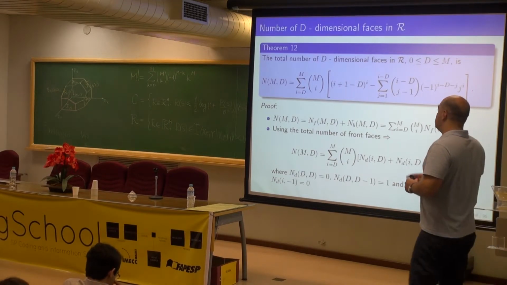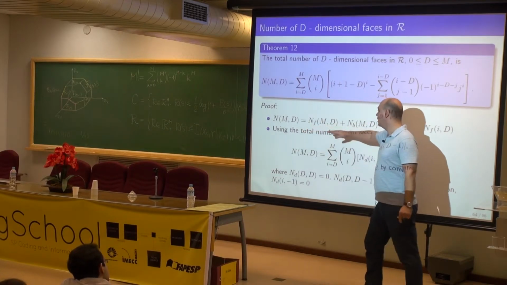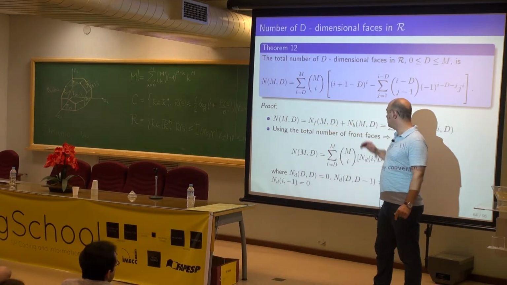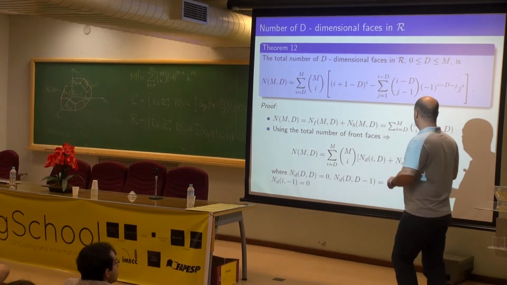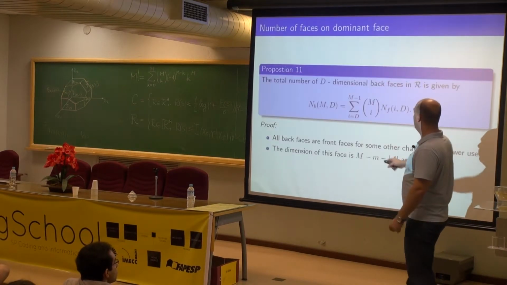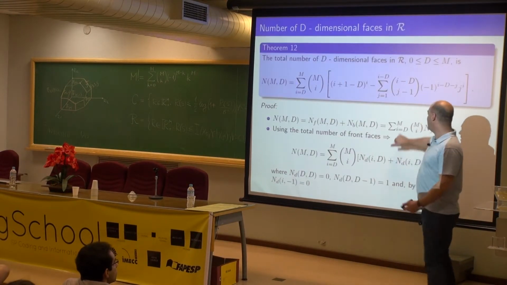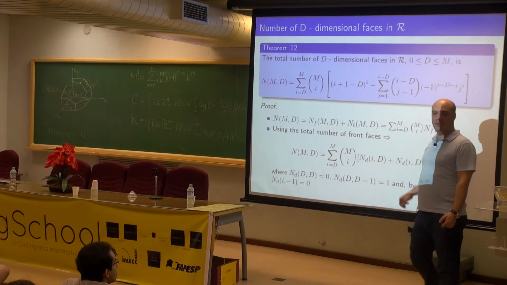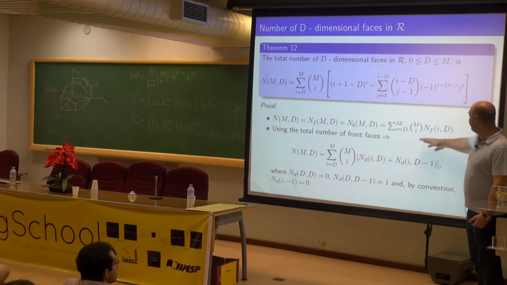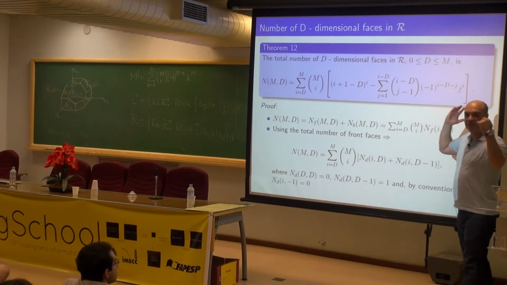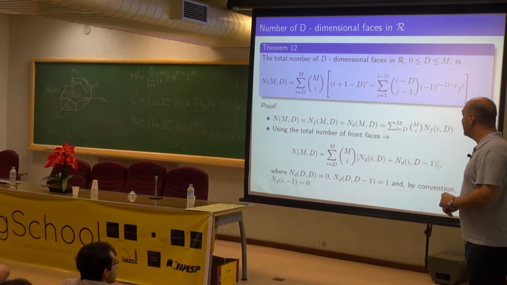And how do we get it? We just use the previous two. We combine the total number of faces with the number of front faces plus the number of back faces, and you notice the number of back faces goes up to m minus 1. As I said before, I just add the last one to sum up to m. So we really get that everything is a front face somehow, except the origin for d equals 0.